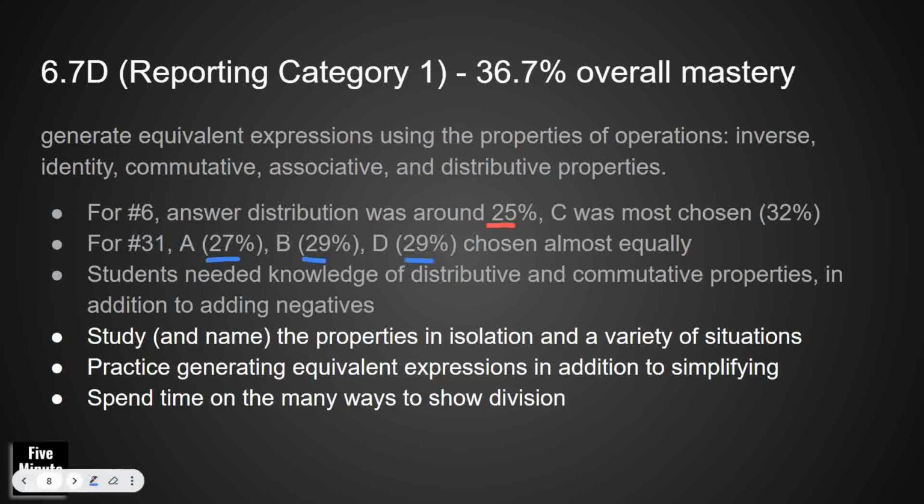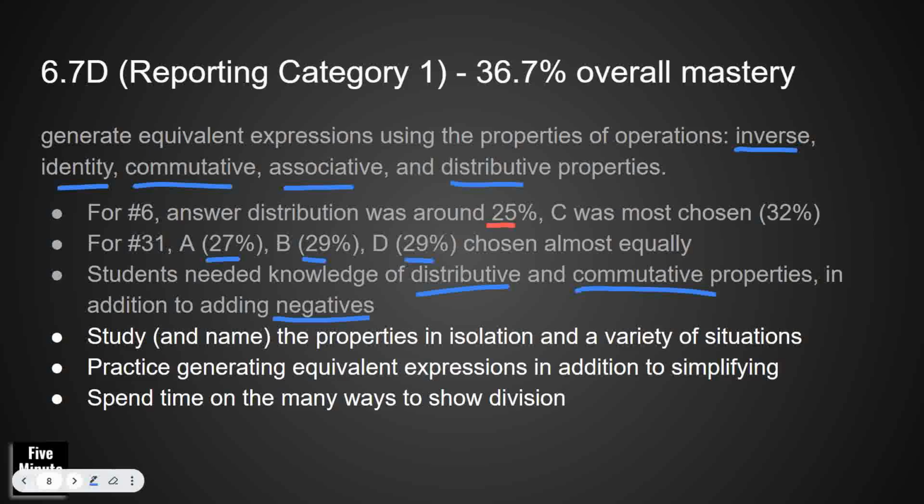And we needed the distributive property, the commutative property, adding negatives, and then like terms. So we need to study and name the properties in isolation and in a variety of situations. So they should be able to know the inverse property, the identity property, commutative, associative, distributive, how it works with multiplication, how it works with addition, subtraction, if appropriate, and then use them in a variety of situations. So rather than thinking they are just intuitive and students will kind of understand how the commutative property works, they need to be taught explicitly and named explicitly. It's a lot of vocabulary, but students need lots of practice with it.